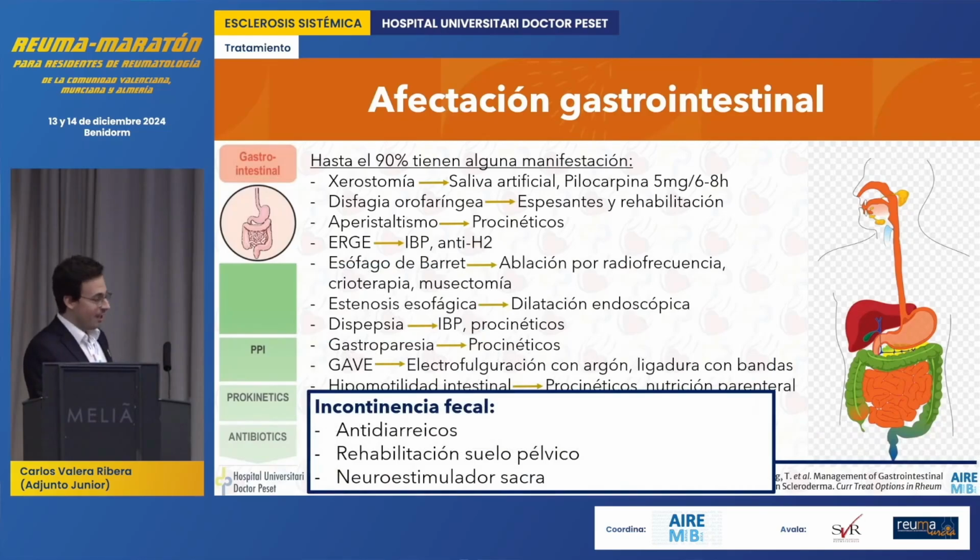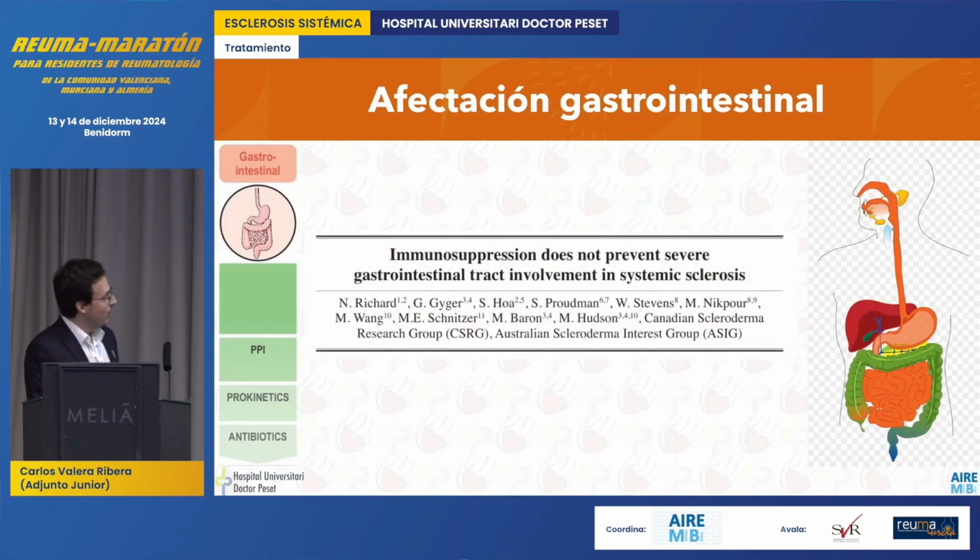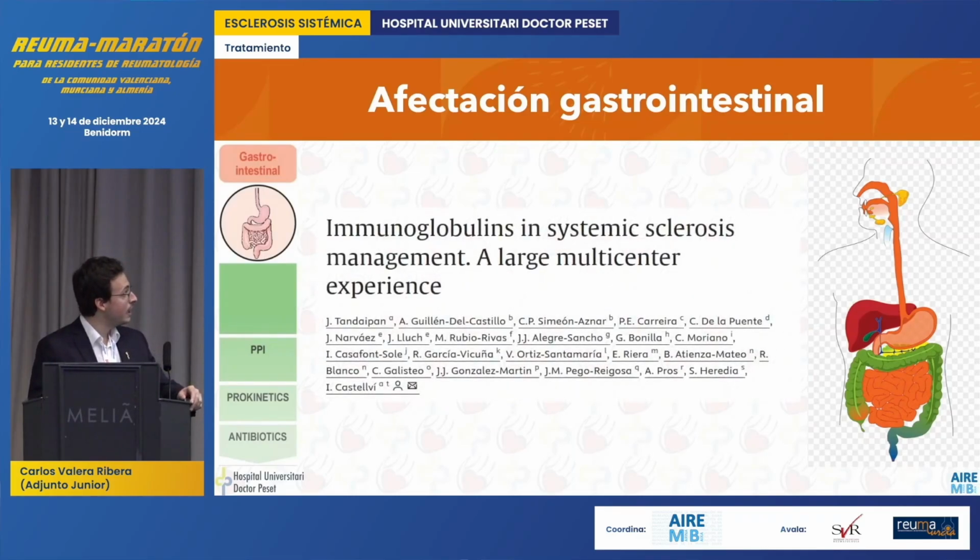And finally, in fecal incontinence, at the end of the digestive tract, besides antidiarrheals, pelvic floor rehabilitation is very important, and in cases where nothing else works, then a sacral neurostimulator. That's interesting. Immunosuppressants as such have not been shown to improve gastrointestinal involvement, but there are recent studies with the use of immunoglobulins that show improvement in cases of severe gastrointestinal involvement.